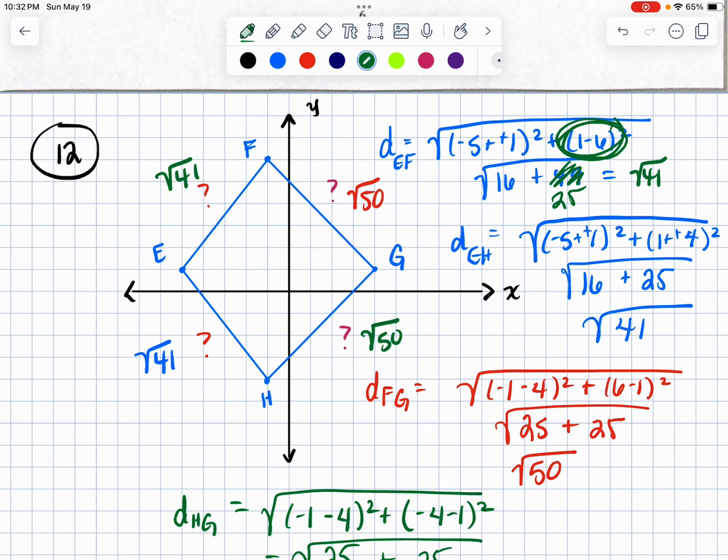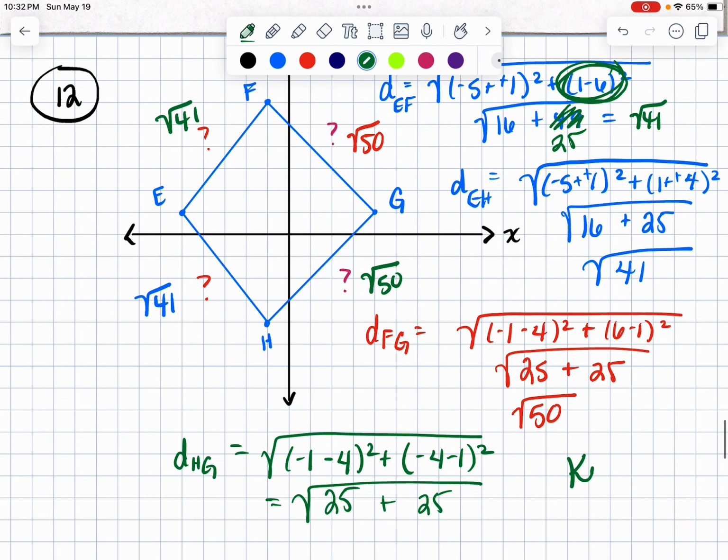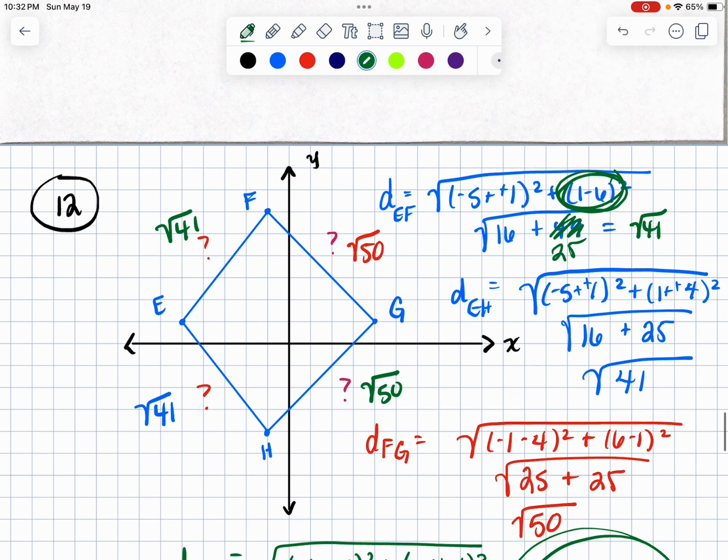So it indeed is a kite. Kites are classified as quadrilaterals with 2 pairs of adjacent congruent sides, not opposite congruent sides. So the answer to number 12 is that it's a kite. You can't just graph it and say, hey, that looks like a kite. You have to do what I did and show that things are congruent or perpendicular. Number 12. That was kind of fun.